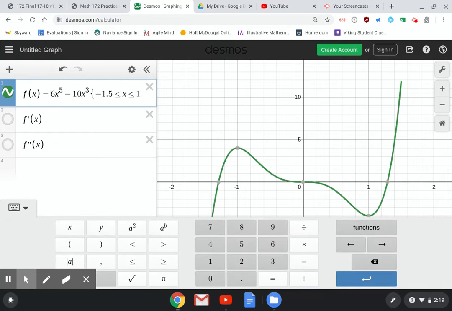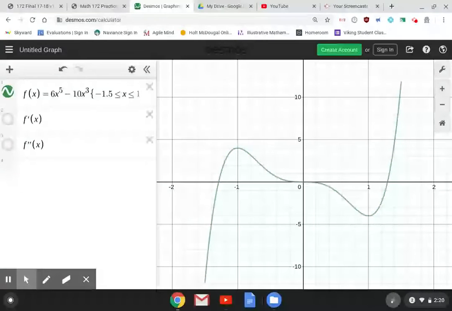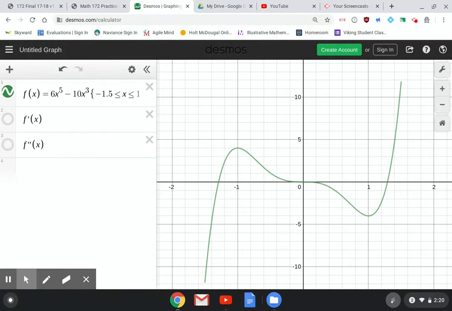If you are trying to figure out how to plug this into your graphing calculator or into Desmos, on Desmos, you're going to plug in your function like this. And then if you use the squiggly brace, then you can actually put in a domain. And what you'll notice over here is that it actually stops at that 1.5, positive and negative, because I restricted my domain.